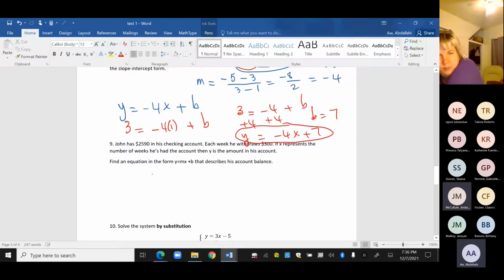That is, at what time? This is X and the Y. The X represents the time, and the Y represents the balance, right? The amount in the account. The Y is the amount in the account. And the X is the number of weeks.